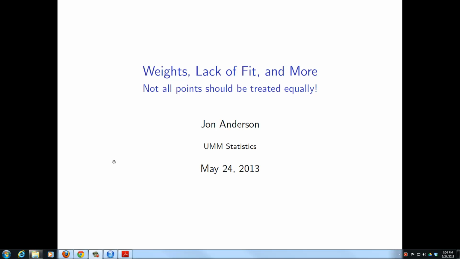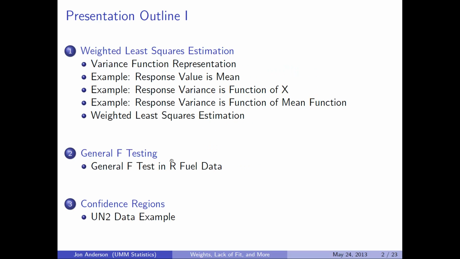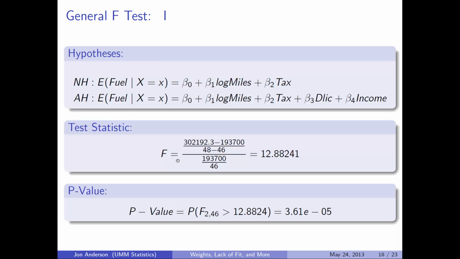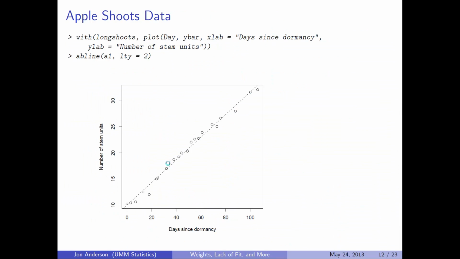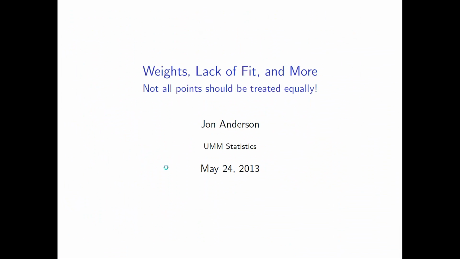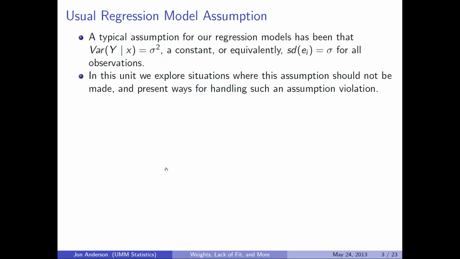This chapter talks about several important items that we will need for regression analysis. The first one is weighted least squares, and I'm on overhead 3.